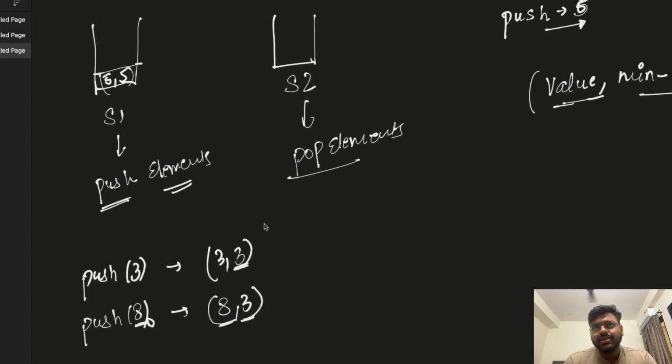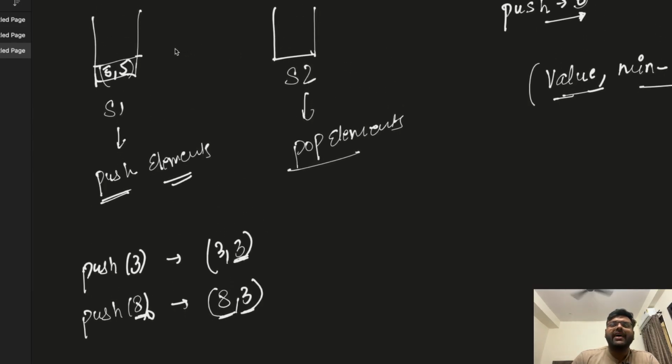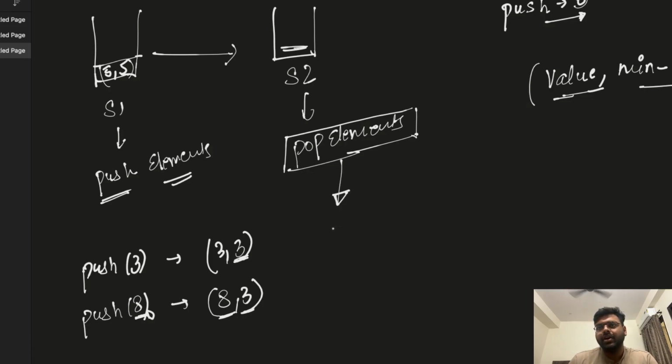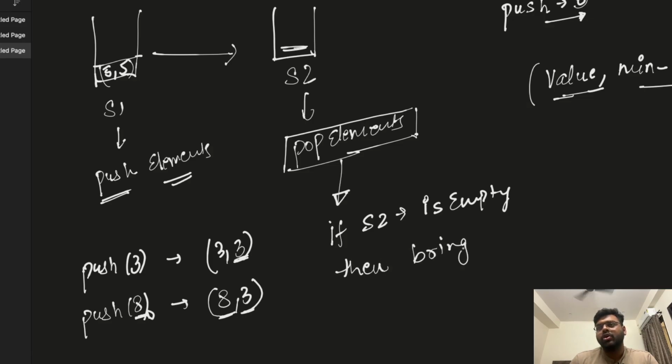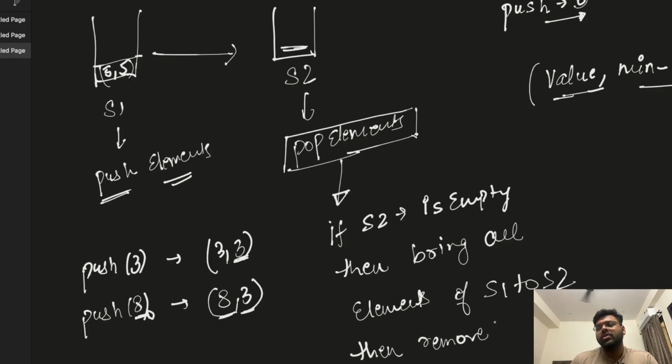And now the question in your mind would be how exactly the second stack comes into the picture. Now when I'm saying I would be popping elements from the second stack, let's say when we want to pop, what approach would I use? If S2 is empty, then bring all elements of S1 to S2, then remove the top.